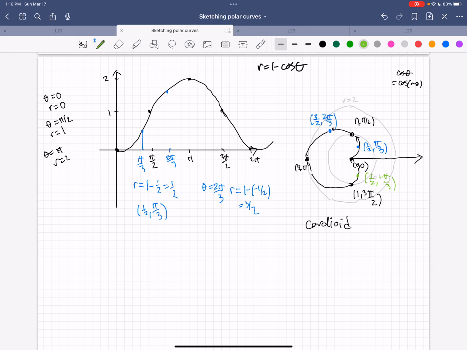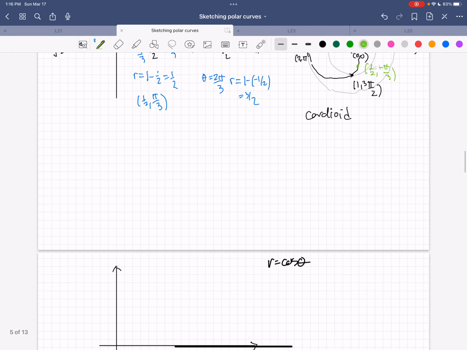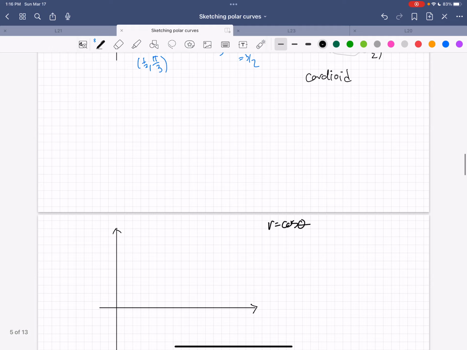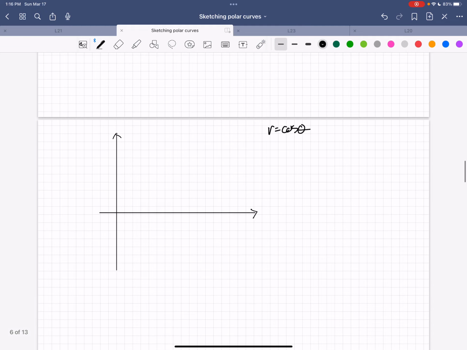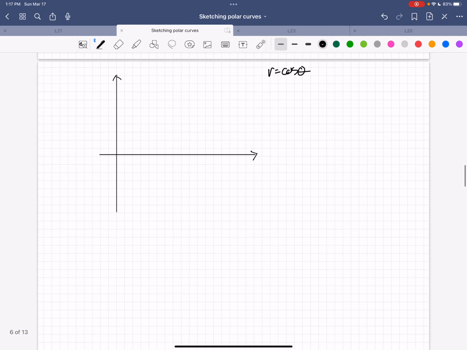We only got a couple more. And I'm going to just put this in one big video just because it's, I don't know, all in one place. Okay, r is equal to cos theta. This is a nice one.